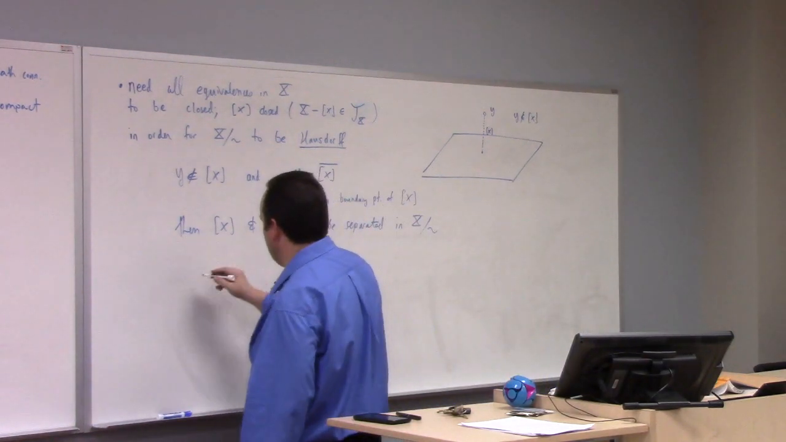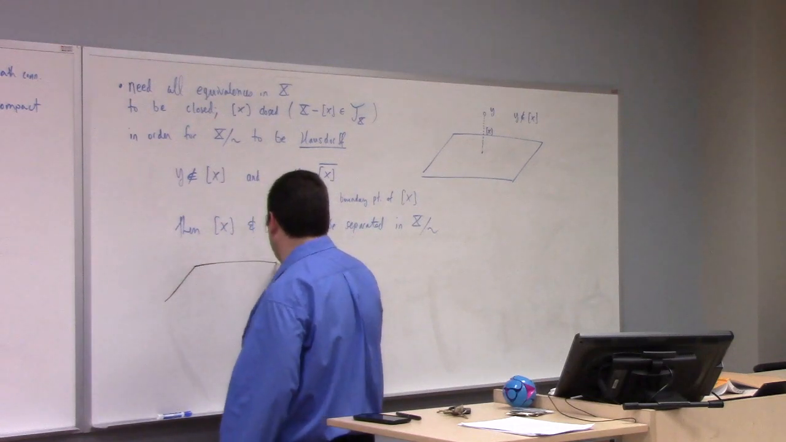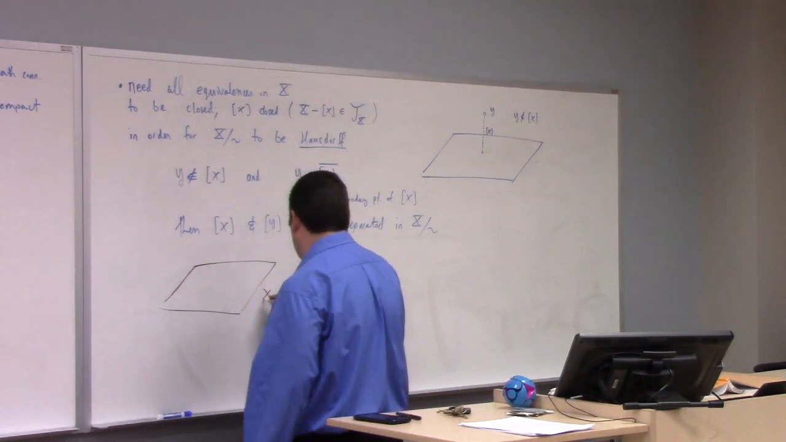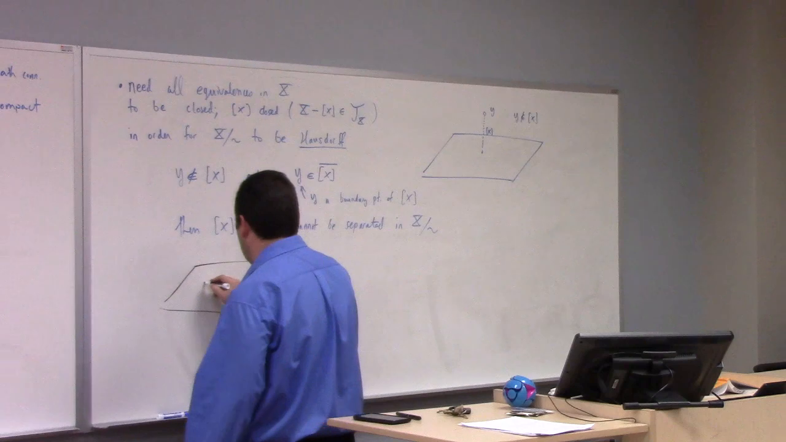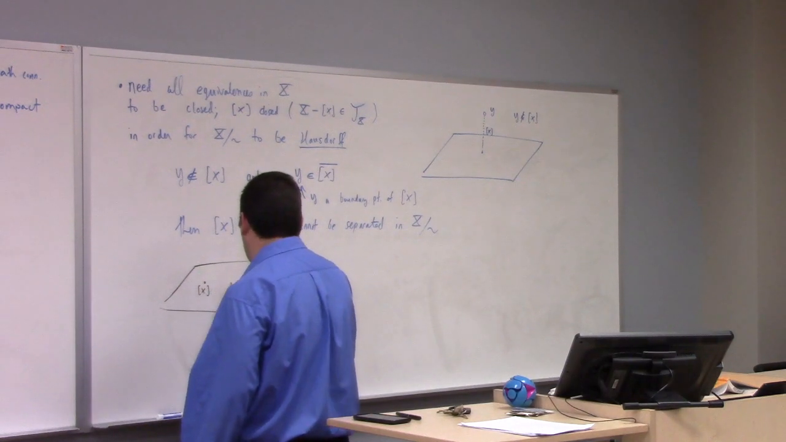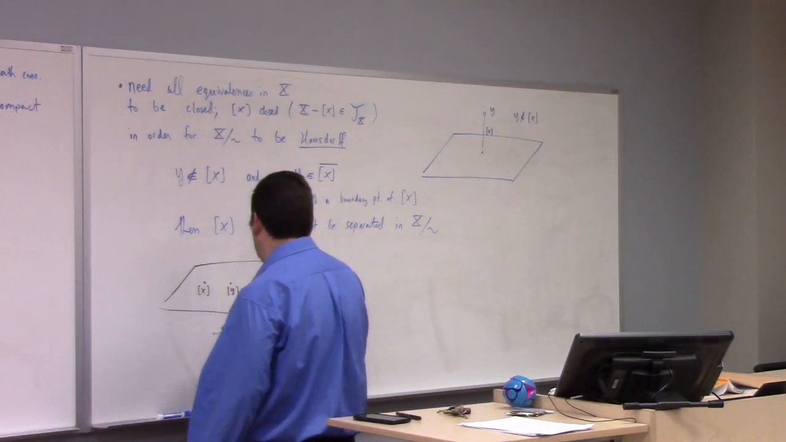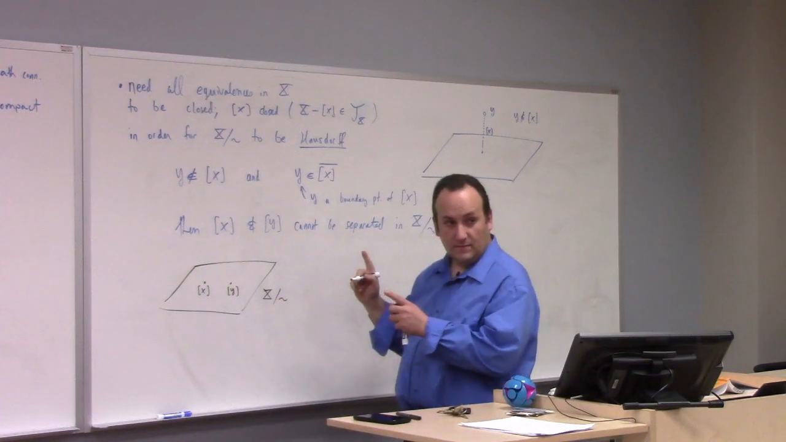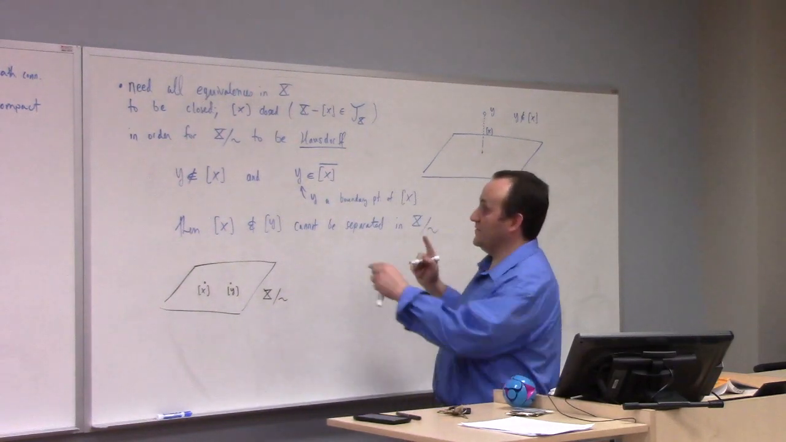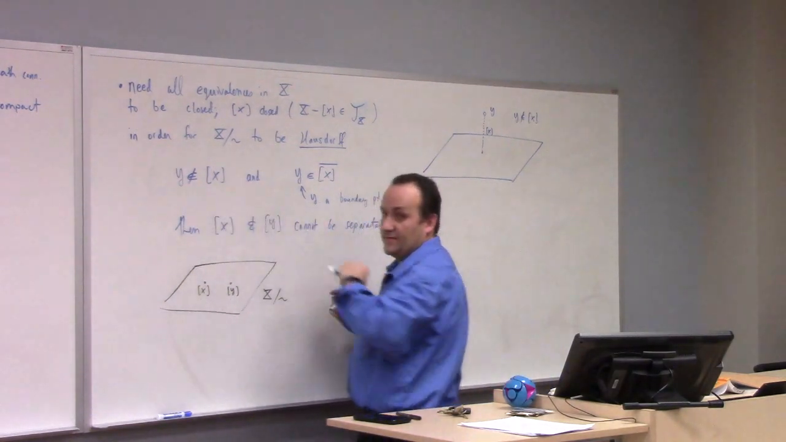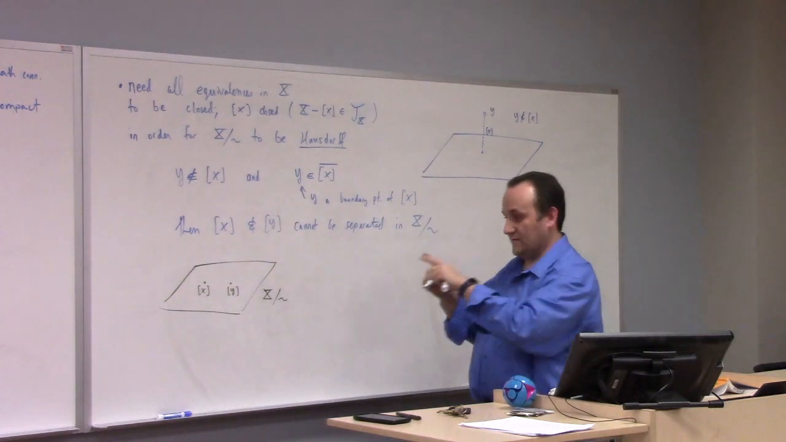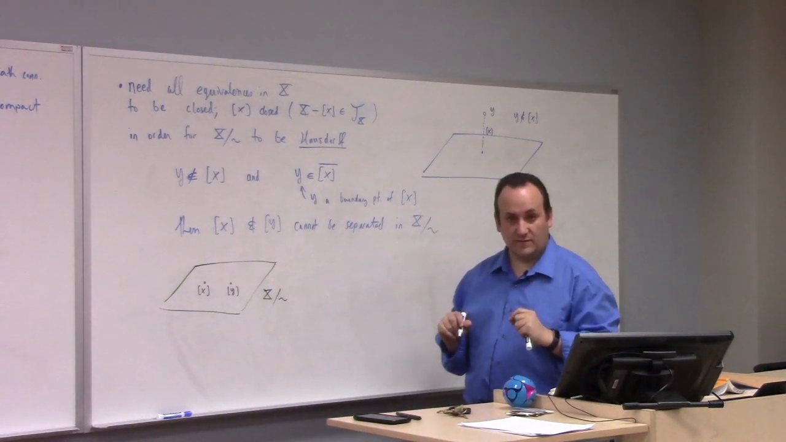So that would mean that in the quotient, right? You've got x, you've got y. They're distinct points, right? They're distinct points by assumption because y is not in the equivalence class of x. That makes these distinct equivalence classes in the quotient, points in the quotient.